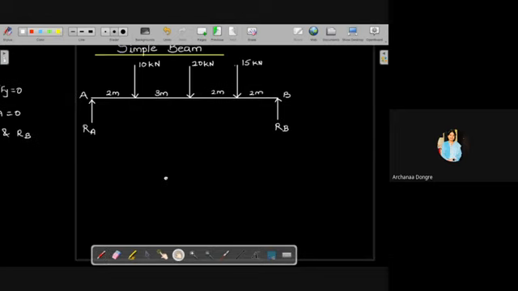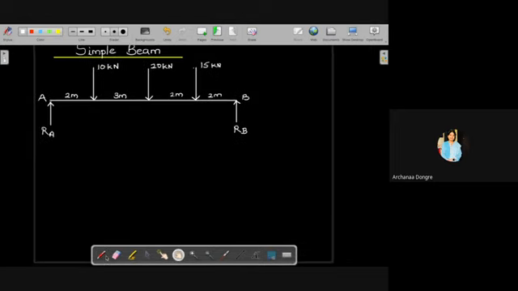Now how do we draw the space diagram and then the funicular polygon? So what we do, we use the Bow's notation. We name the spaces. Here you can see that there is some space between A to this load, then from this load to this load there is a space, so we use spaces. So let's use those notations.